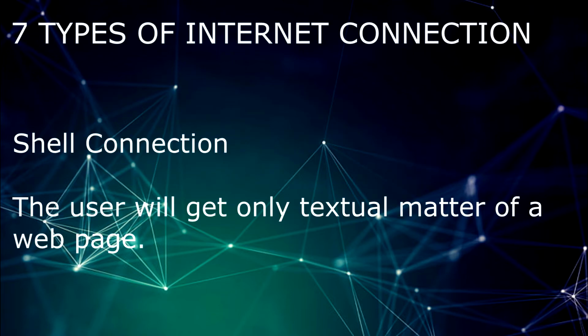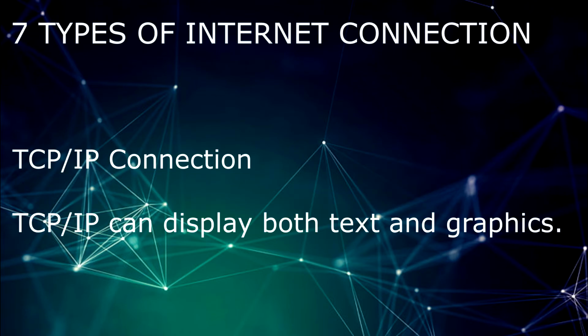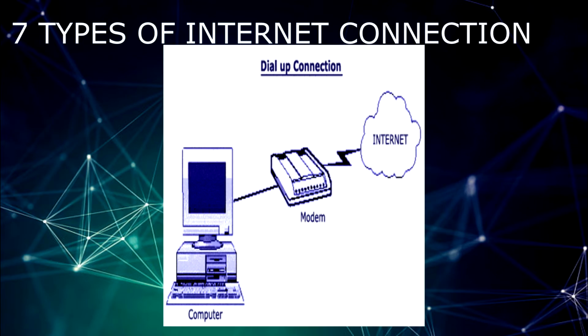This type of connection can further be divided into three categories: shell connection, which shows textual matter of the web page; TCP or IP connection, which can display both text and graphics; and ISDN or Integrated Services Digital Network, which offers internet connectivity at speeds of up to 128 kbps.